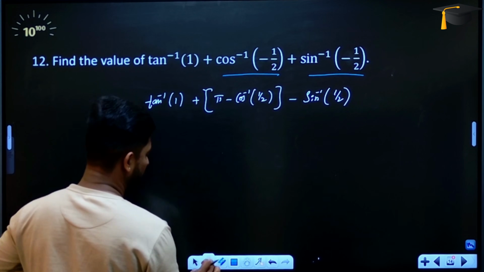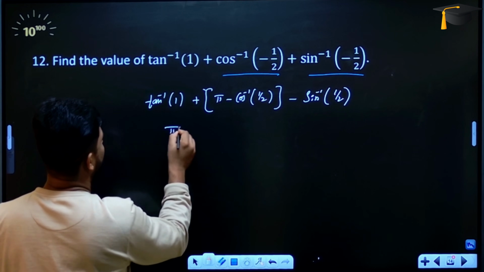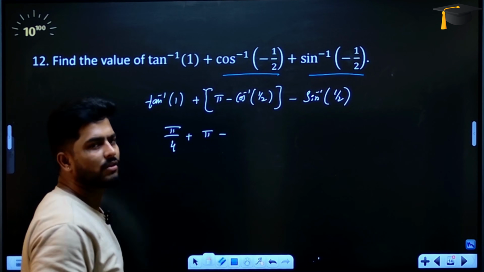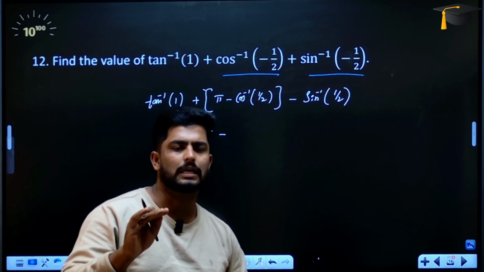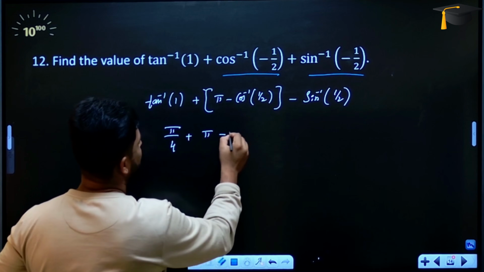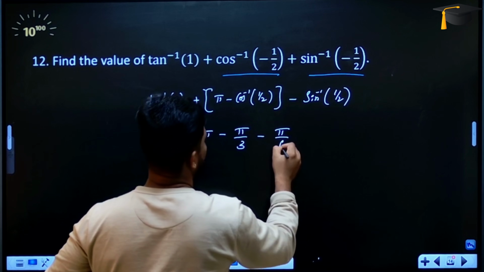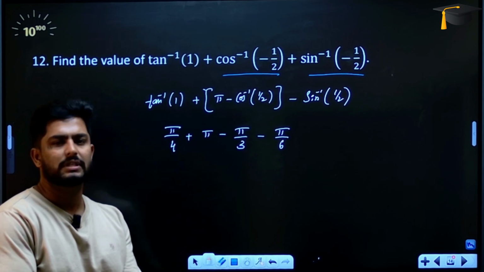So after that, you know how to do it. Tan inverse of 1 is pi by 4, plus pi minus cos inverse of 1 by 2. What is cos inverse of 1 by 2? It is 60 degrees, right? So it is pi by 3. So pi minus pi by 3 is 2 pi by 3, minus pi by 6, right? Because sin inverse of 1 by 2 is 30 degrees.